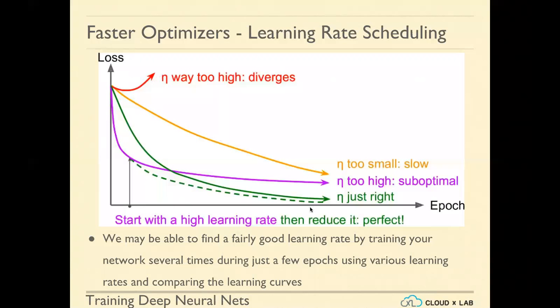If eta is high, not lower than this one but higher, then the loss might come down fast initially, but then it would kind of become static. If eta is just right, then it would come down faster and keep on reducing faster.